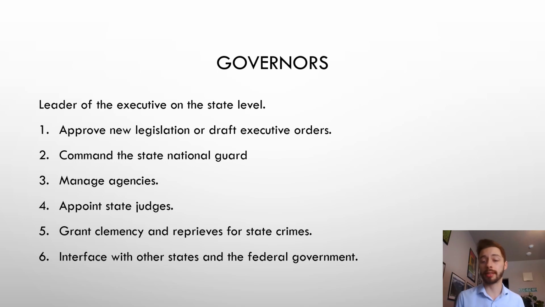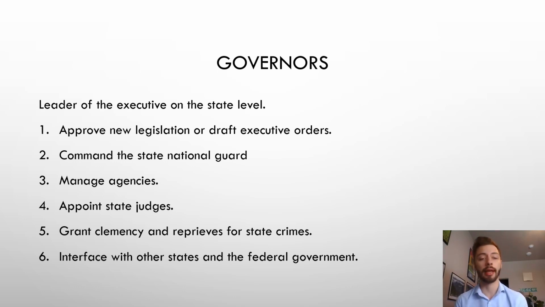Some of the powers designated to governors consist of approving new legislation or drafting executive orders, as executive orders do exist on the state level. And we also see that they have the power to veto legislation or sign it into law once it has been passed by the state House and state Senate, the state legislature. We also see that the governor, head of the executive on the state level, has the power to command the state National Guard.